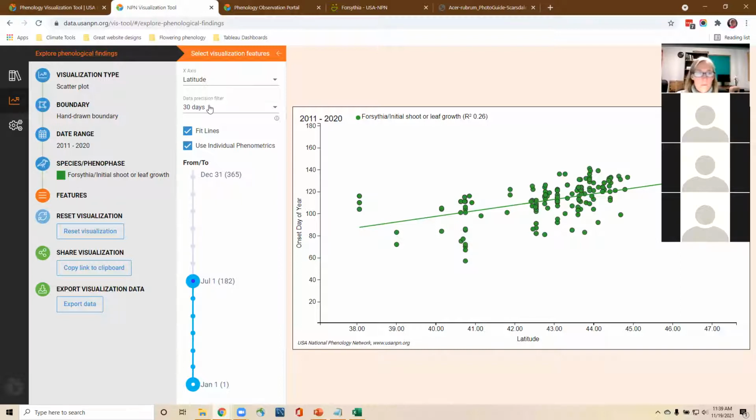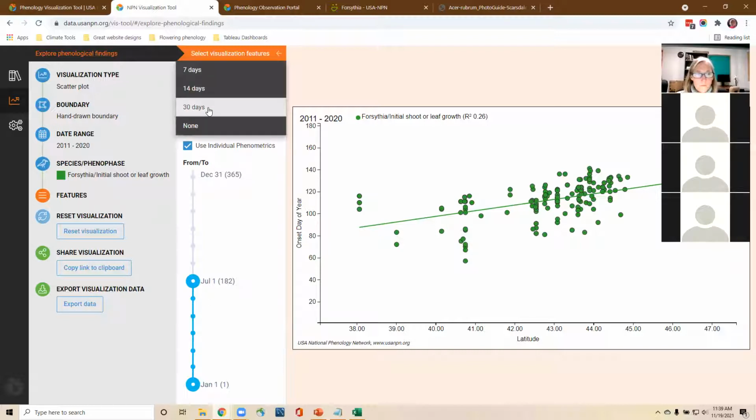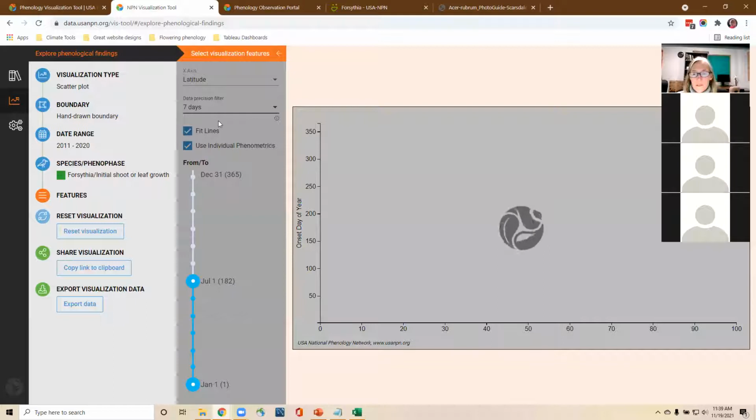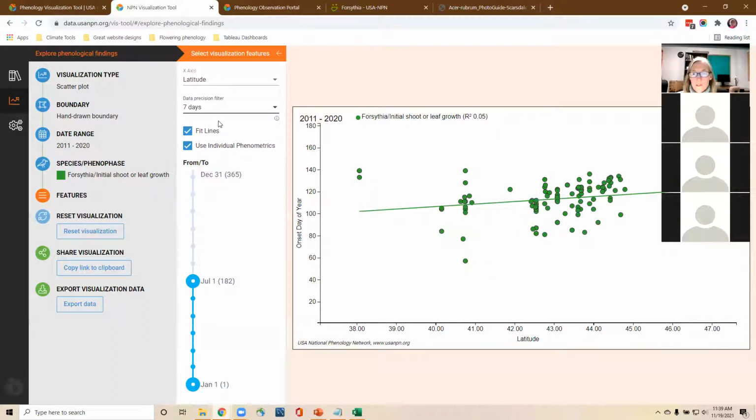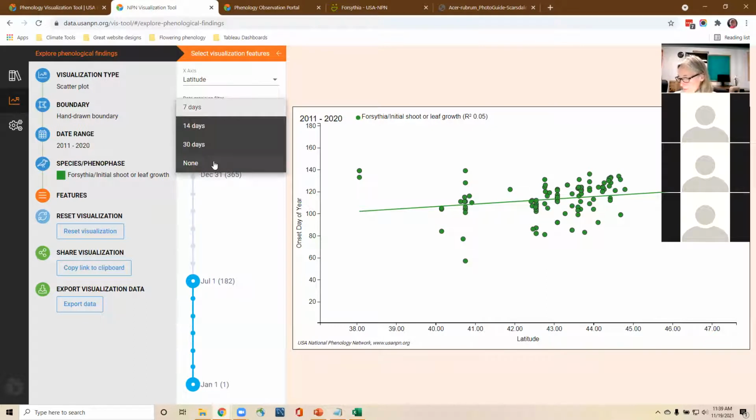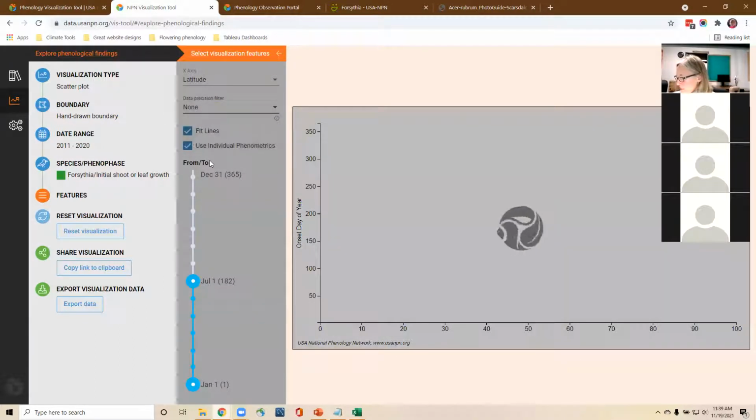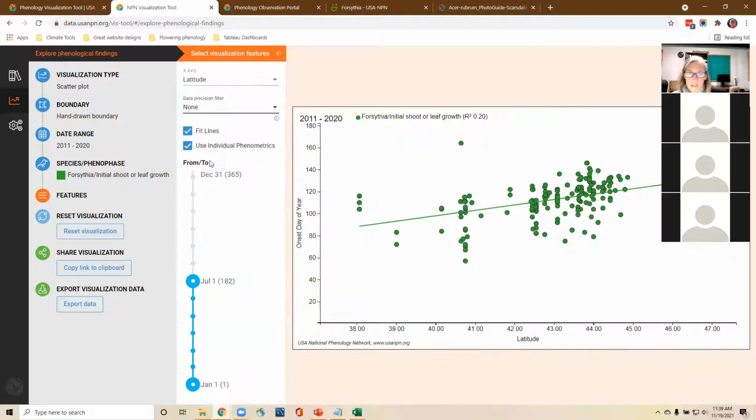You can also change the precision filter again. So if you wanted to look at only the onsets where someone's going out every week and they said no the week before, so you know that it actually happened within a week's time, then you can add that on there. It really reduces, and actually look at the R² is not good anymore. So I'm not sure what's going on there. I guess there are just a lot fewer observations and not as many data points to consider. You can also totally turn the precision filter off, which means you're looking at any observations regardless of whether there was a no prior.